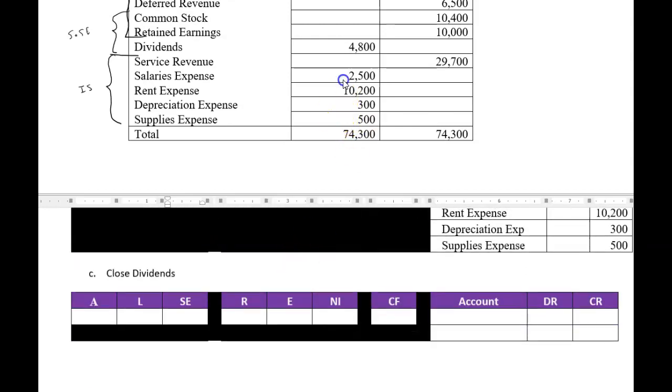We've already reported them to the street, so we're not actually impacting the totals at all. All right, and the last thing is dividends. Dividends does have a debit balance, so that means we're going to credit our dividend account for the 48, and it also gets relocated to retained earnings.